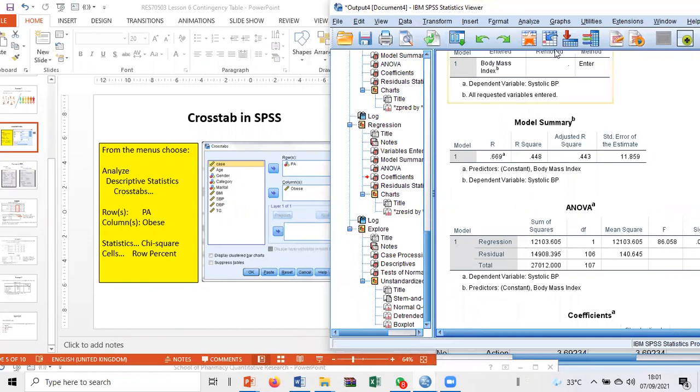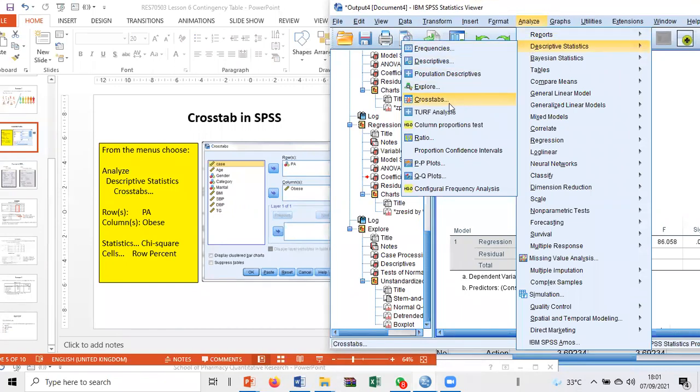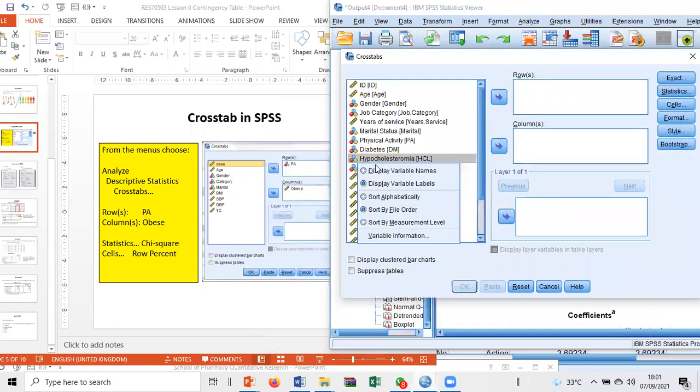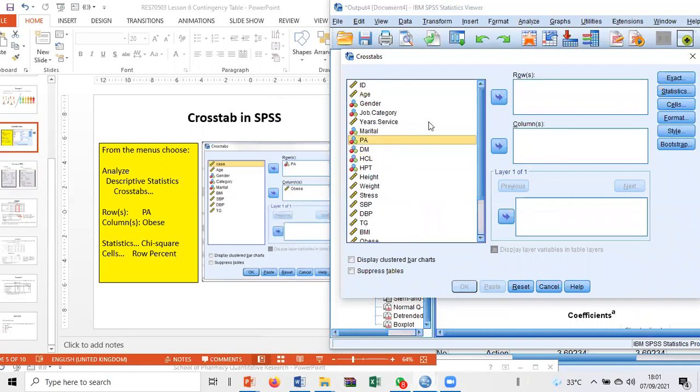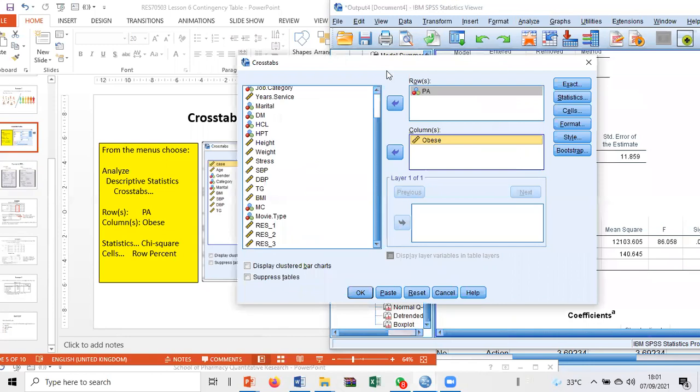So follow the instruction: Analyze, Descriptive, Cross-tab. Row, physical activity, column, obese. There's no hard and fast rule on what goes where. But normally, what came first goes to the row, what comes later goes to the column.